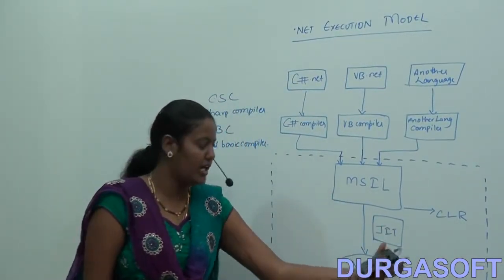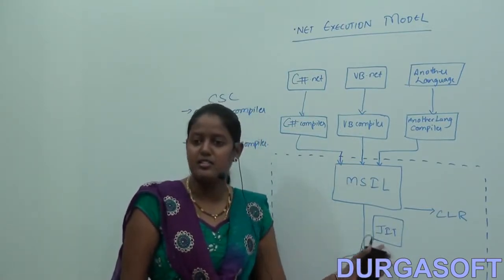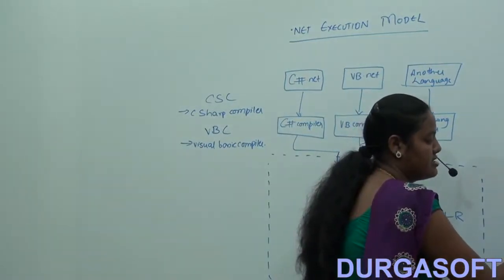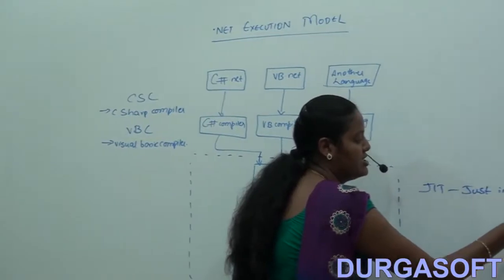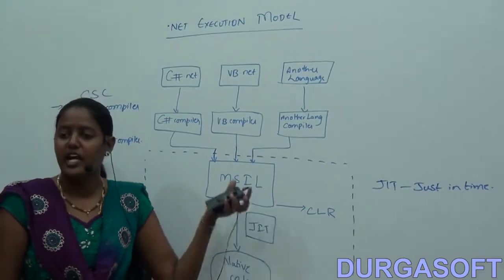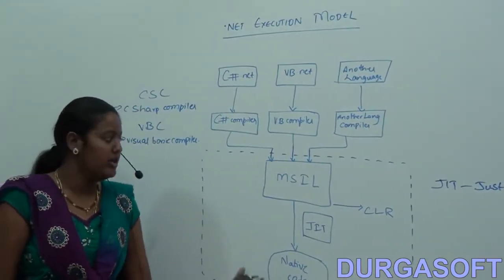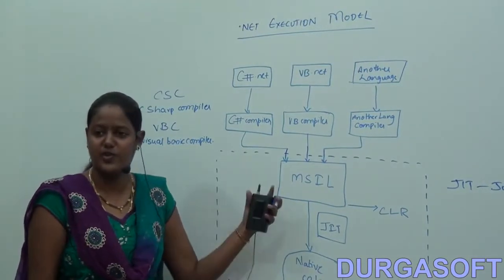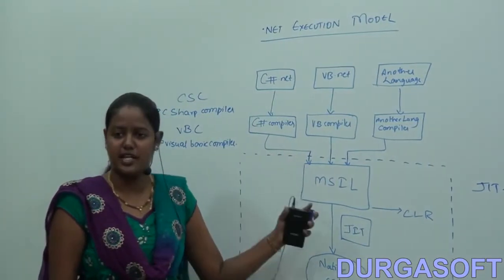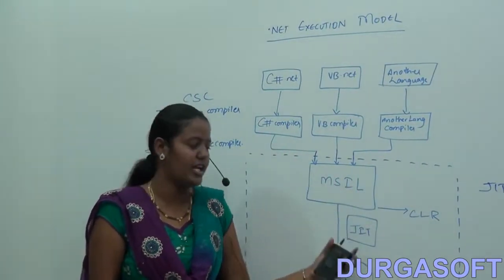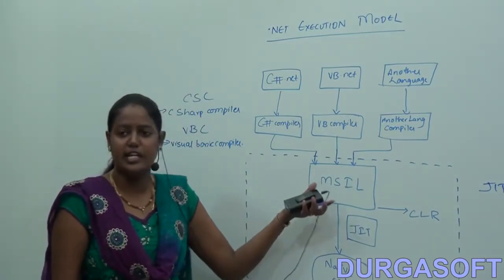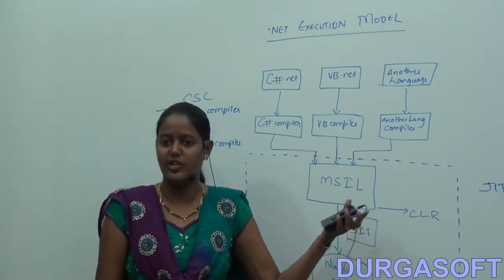With the help of CLR it invokes JIT, that is just in time. It is one of the compilers. CLR invokes JIT to convert MSIL code to the native code. These are the two phases of execution. The first phase is that the compiler converts the language code into the MSIL code, and the second phase is that CLR, with the help of JIT, converts MSIL code to the native code. Here MSIL is independent of our CPU.